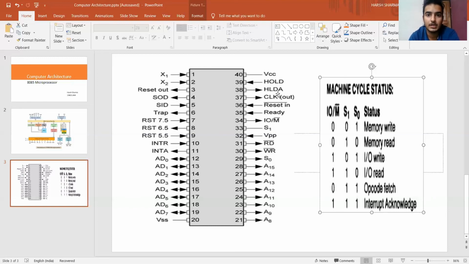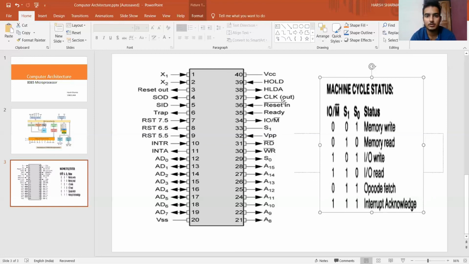Now HOLD and HLDA. So HOLD, okay, if you are having too many videos in a folder, and you select all the videos and tap the enter button to play all videos at a single time, then the time will be out, and that will be provided by the clock signal.